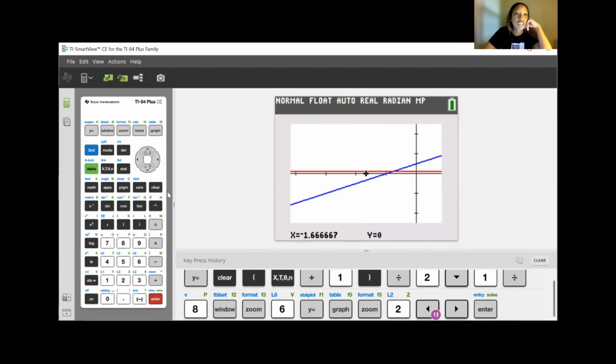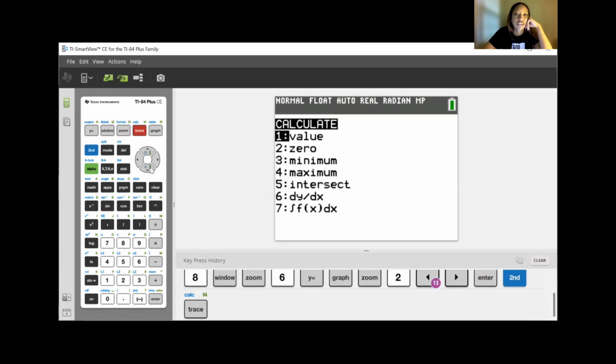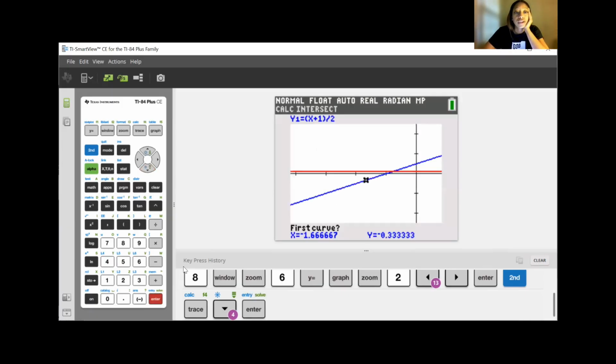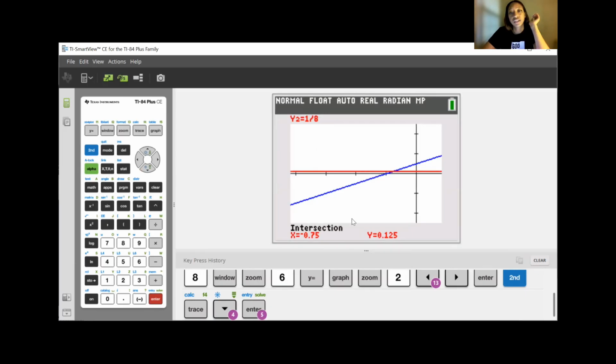All right, to find the intersection point, second, calculate, go down to intersect. We've done problems like this before. It doesn't change now that we have rational equations. This technique works for any equation. All right, we're going to press enter on each line, and then press enter one more time to find the intersection point.